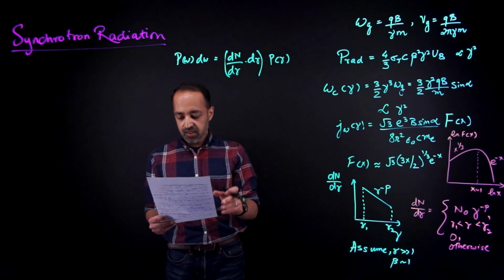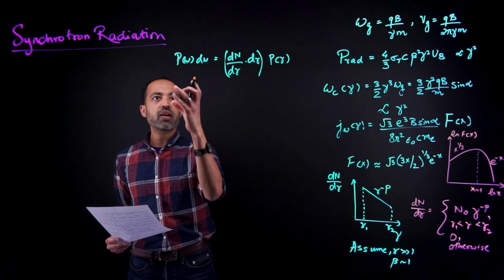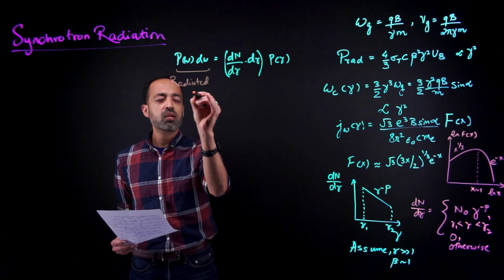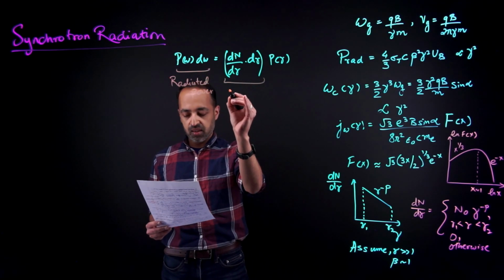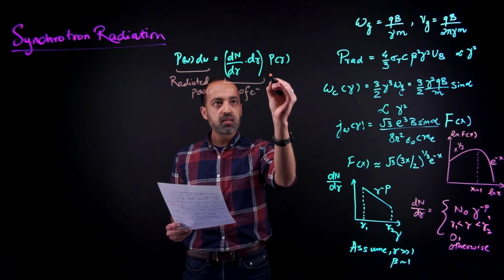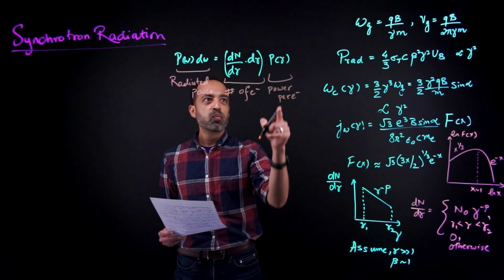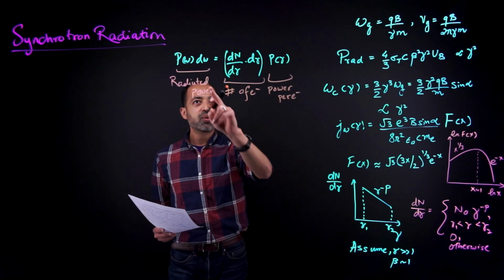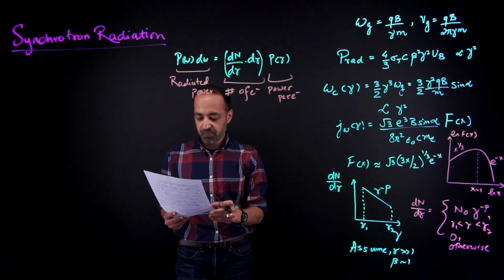Okay, so with this understanding, to put a final point on it, this is the radiated power in some narrow frequency interval d omega. This is the number of electrons that are radiating into that d omega, and this is the power per electron of Lorentz factor gamma. And again, we're assuming all this power goes into a narrow frequency interval around the characteristic omega c of that gamma.